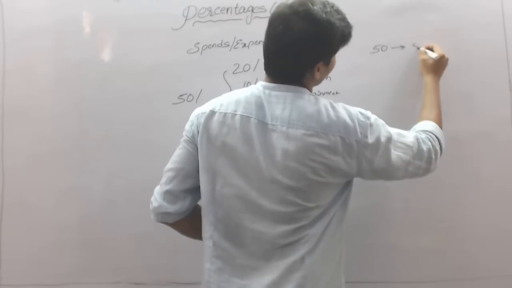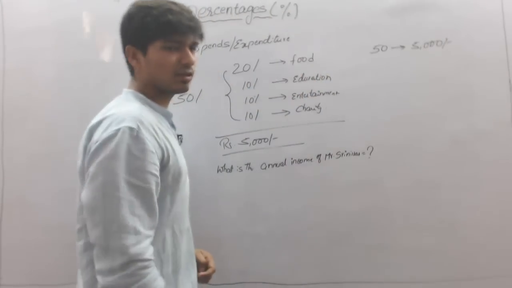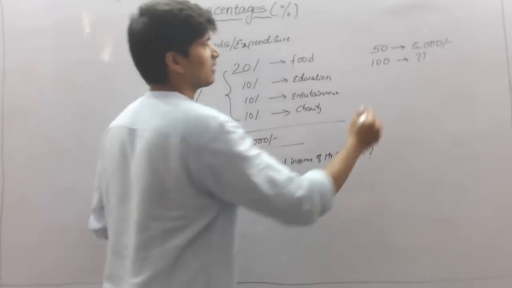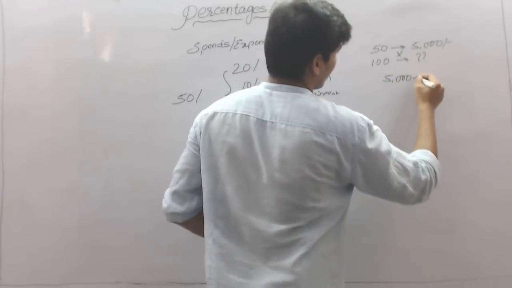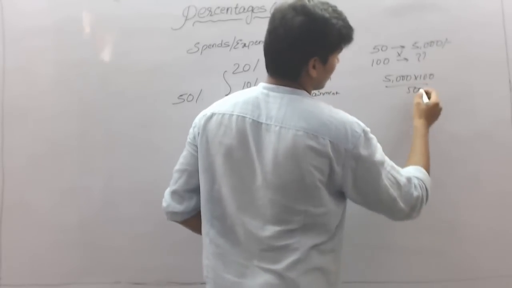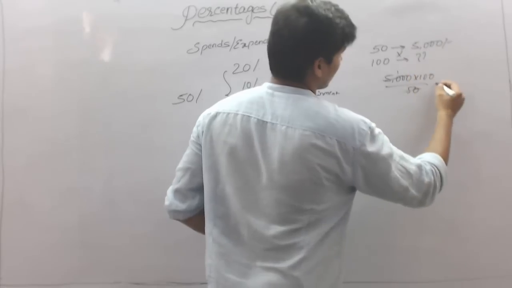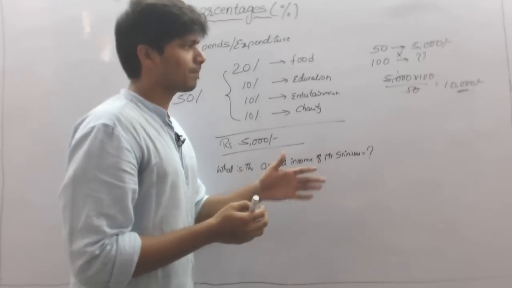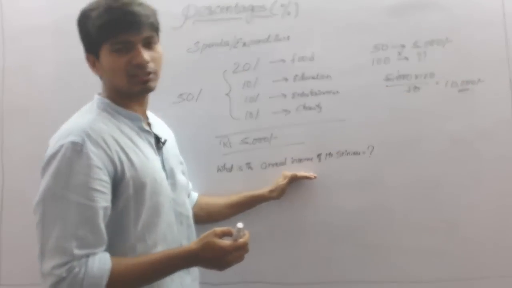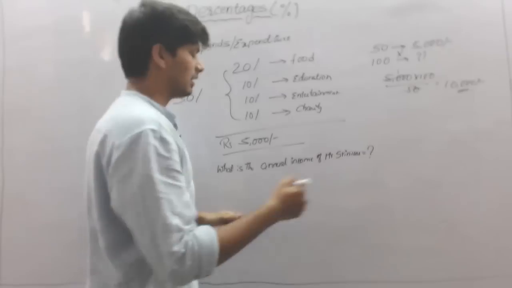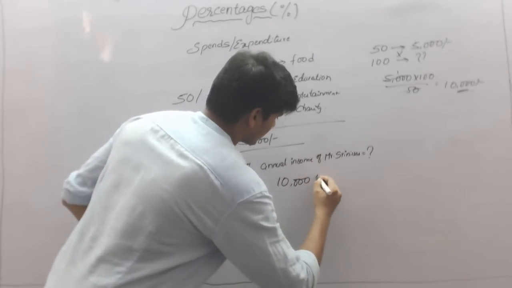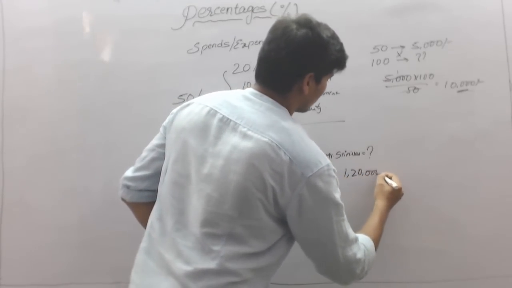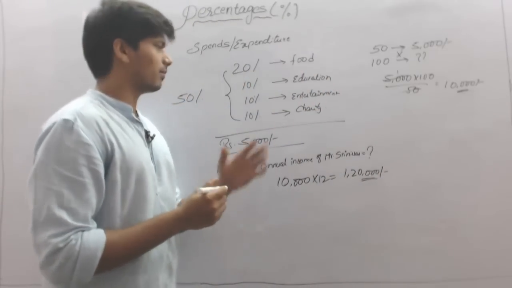Now 50% is equal to 5,000 rupees, isn't it? Now what is 100%? This 100% gives his monthly income. So 5,000 into 100 divided by 50, that is his monthly income, 10,000. So the answer is finished, you feel? But he asked for his annual income, not his monthly income. In order to find annual income, you need to multiply it with 12. So 10,000 into 12, that is 1,20,000. His annual income. Now got clarity?